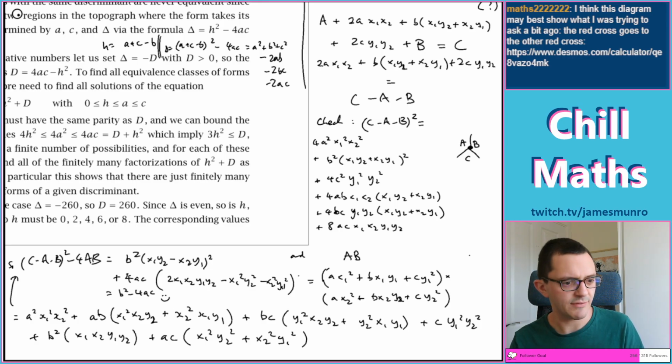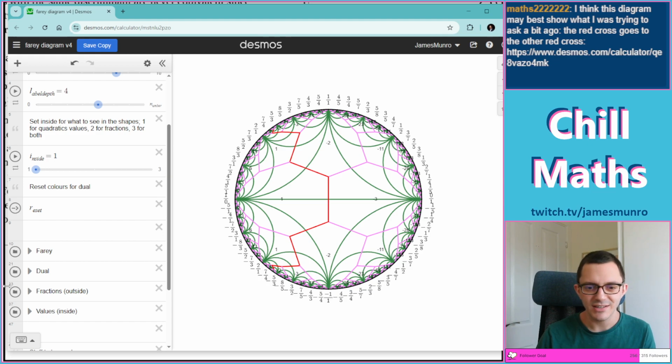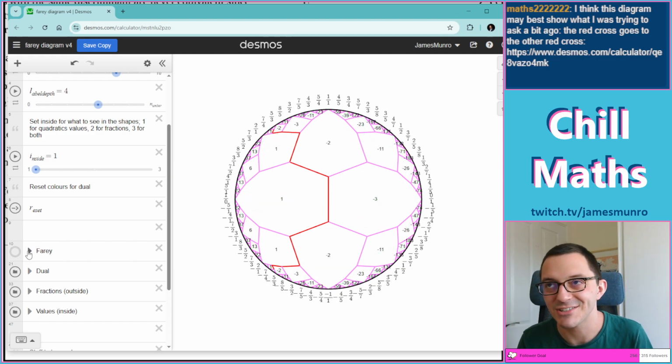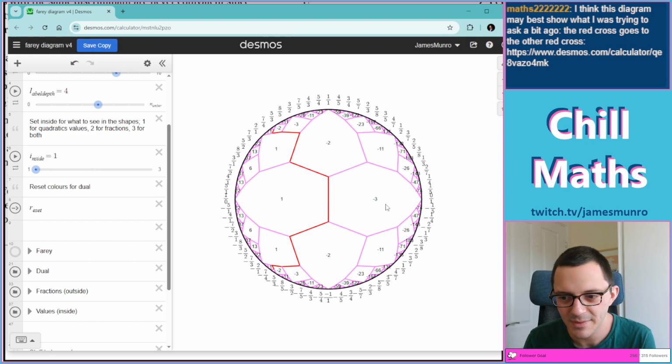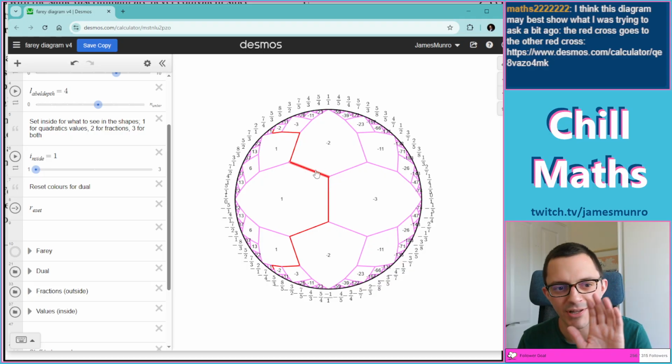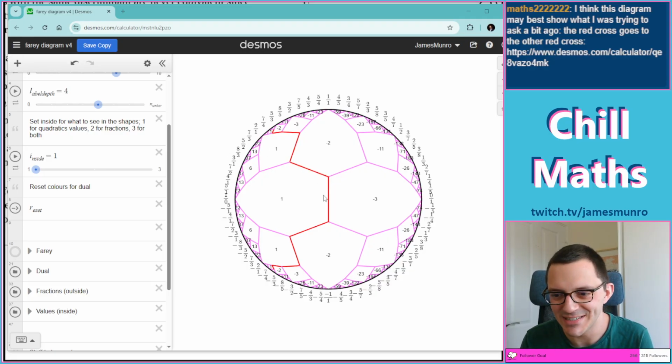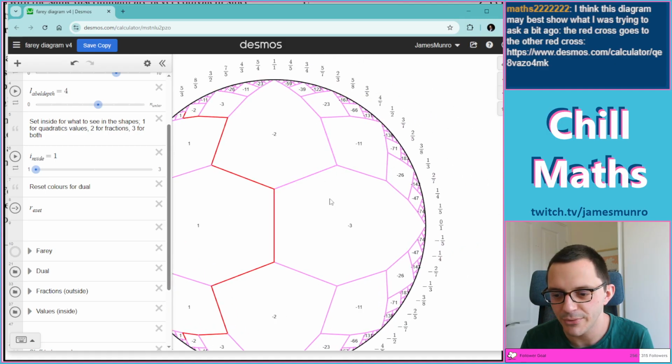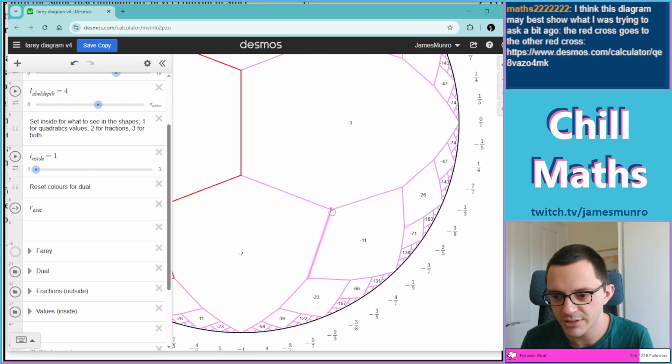So let's see, have I still got that Desmos? I've still got this Desmos. Thank you for making these Desmoses, maths 2222222. So here, I'm not looking at the left of my screen where it says what the quadratic form is, I'm looking at the values. So I choose a point like this one in this binary tree, which connects regions of the fairy diagram, and writes numbers associated with plugging in the numbers.